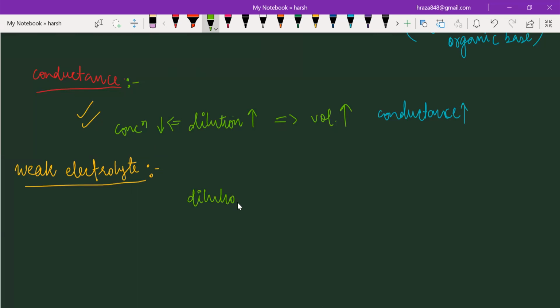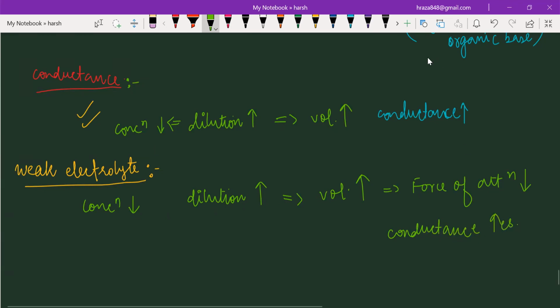If you are going to dilute the solution, that means concentration decreases. Just don't write it and focus here. If dilution takes place, that means volume increases, which means the force of attraction between particles decreases. Yes or no? That means conductance increases.